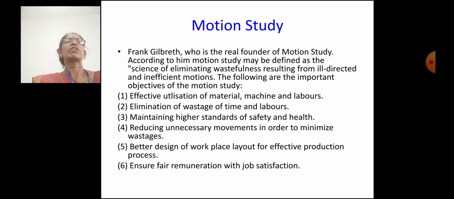Motion study. Frank Gilbreth, who is the real founder of motion study; according to him, motion study may be defined as the science of eliminating wastefulness resulting from ill-directed and inefficient motions. Its aims are effective utilization of material, machine and labor, elimination of wastage of time and labor, maintaining high standards, reducing unnecessary movements, better design of workplace, and ensuring fair remuneration with job satisfaction.